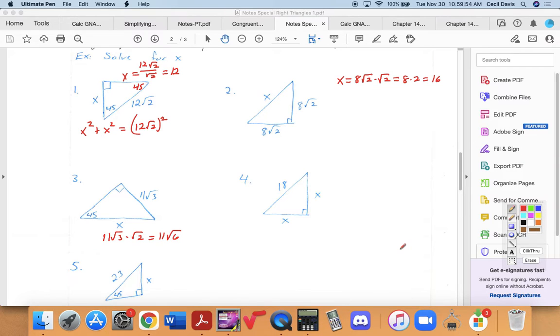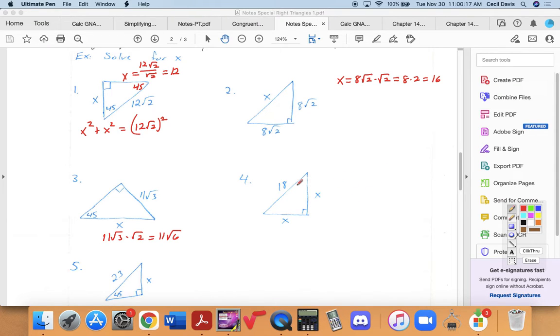So really, we're not doing anything with the 45 degrees. It's just there to tell us it's an isosceles. The 45 tells you that it's an isosceles right triangle. Why do you not need them in 2 and 4? Because we knew that these two were congruent. So that tells us it's an isosceles right triangle.